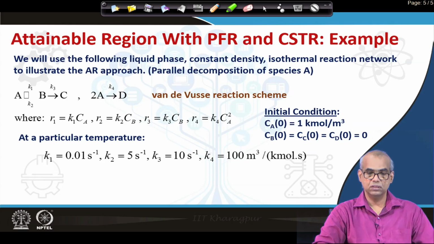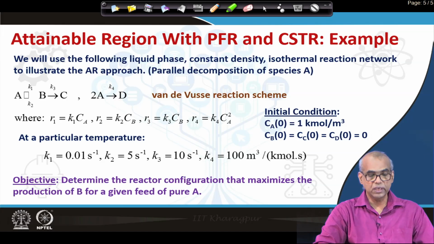We start with pure feed A, 1 kilomole per meter cube, and the concentrations of B, C, D are all 0 at time t equal to 0. The objective is to determine the reactor configuration that maximizes the production of B for a given amount of pure feed A.